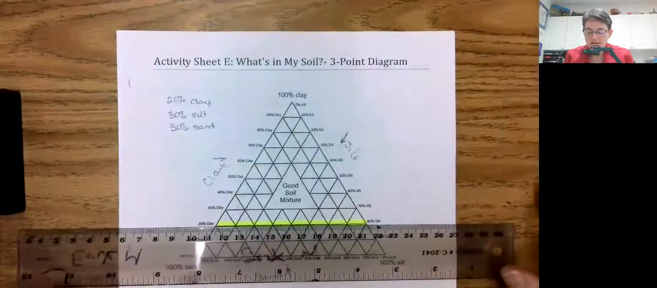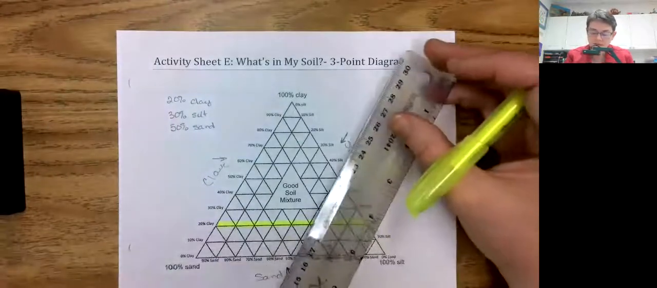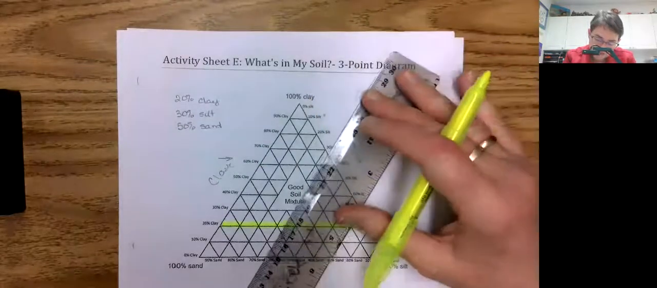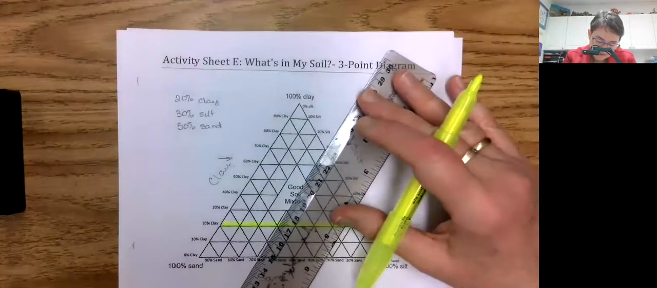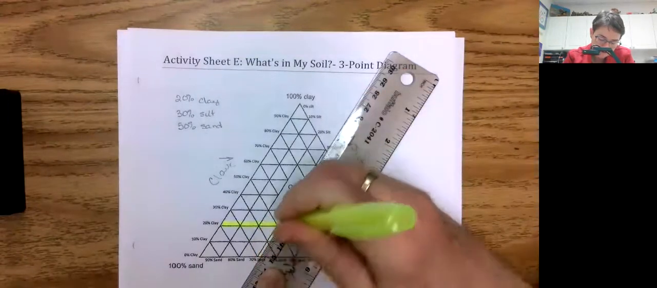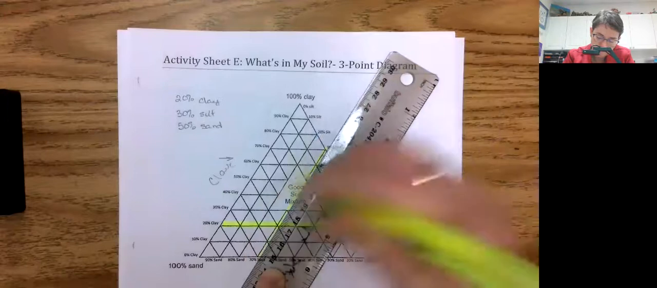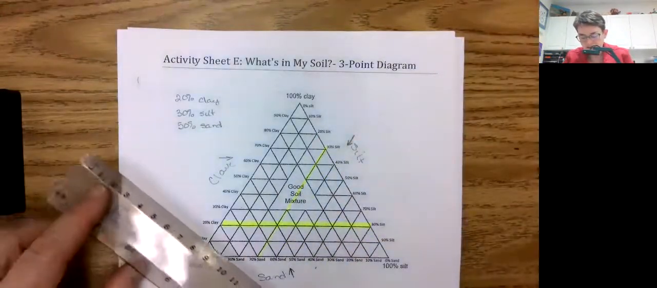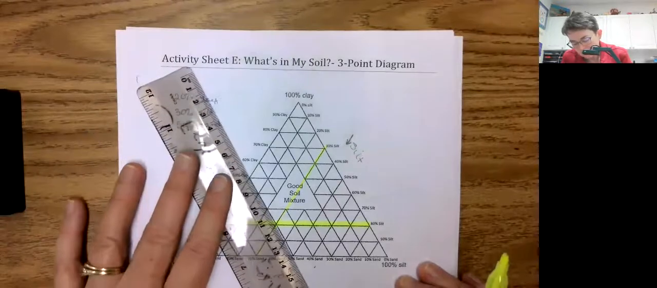And then it says silt. Now, silt goes downhill like this. So 0, 10, 20, and there's my 30% silt. So go there. And this one says it's 50% sand. So there is my 50% sand.